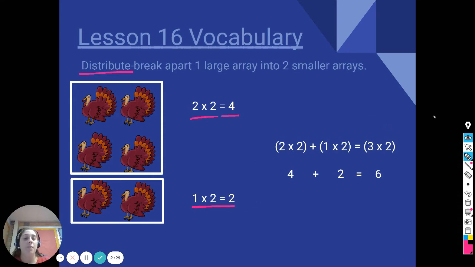So then what I've done is I've come over here and I've added together the 2 rows of 2 and the 1 row of 2, okay? And that equals our 3 rows of 2 altogether. Now we said that 2 rows of 2 equaled 4, 1 row of 2 equals 2, so then we're just adding the 4 and the 2, and 4 plus 2 is 6. So what we did was we took this big array and we broke it into 2 smaller arrays, and we used those answers to help us figure out how many were in the big array, okay? And that's what we're going to be working on today.